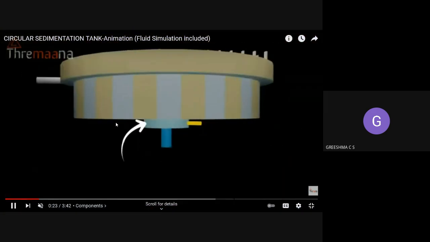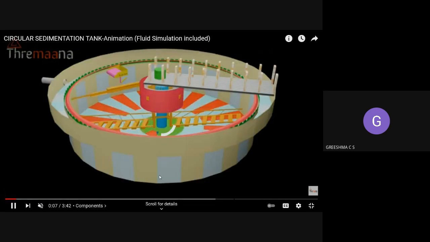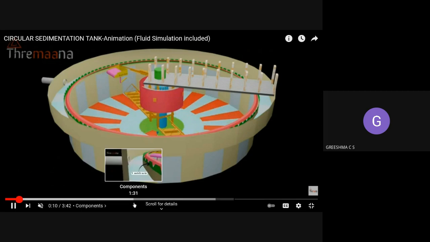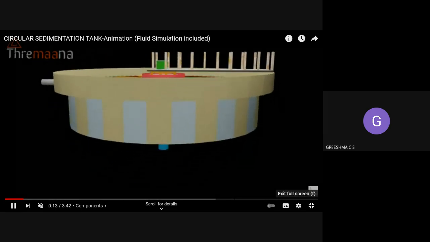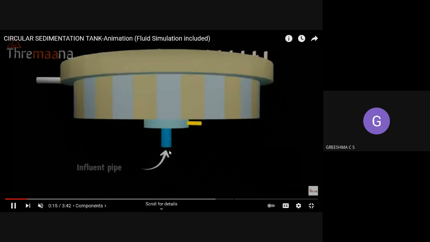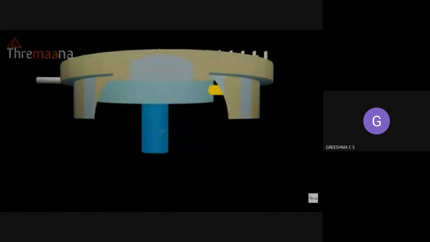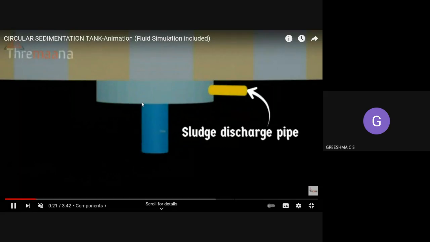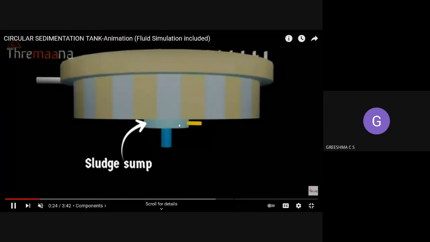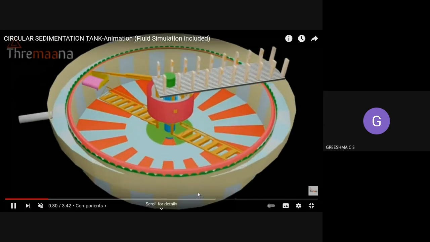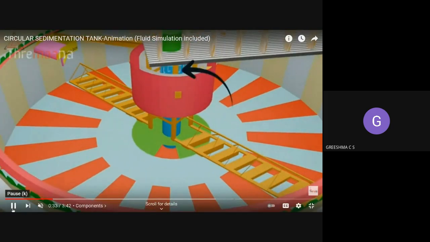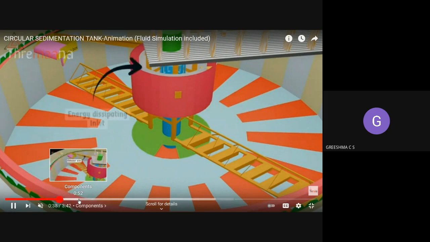As you are seeing, this is a circular sedimentation tank. At the bottom you can see there is an inlet pipe and water will be flowing through this pipe, and the sludge that is deposited will be removed through this pipe. This is the sludge deposition tank. This is a vertical flow sedimentation tank. One of the peculiarities here is that you maintain a radial flow. How we get the radial flow, I'll show that.